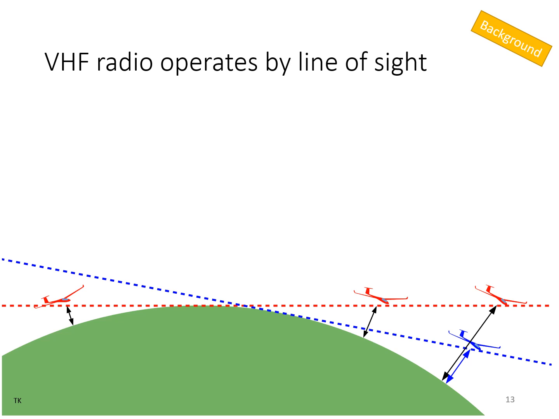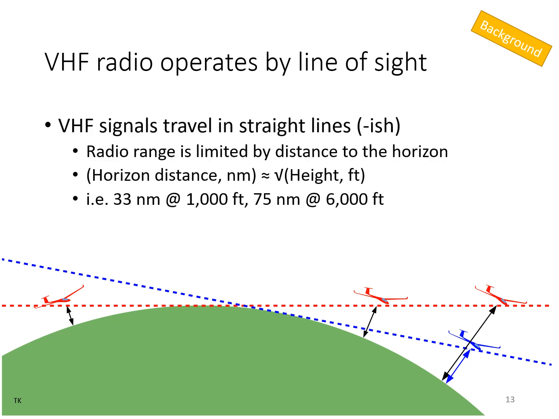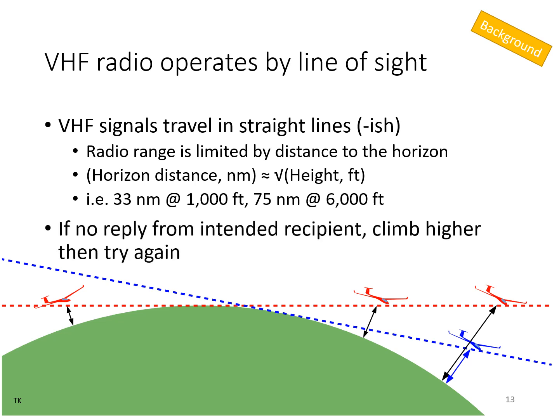VHF radio is, more or less, a line-of-sight system. The range to a ground station is determined by the height of the aircraft. The formula can be seen on the page. The actual range is a little more than this, but it's a good guide. It does mean that if you don't get a reply from the recipient, then you might do better trying again when you're higher. Also that, if there's a mountain in the way, you're unlikely to be heard.